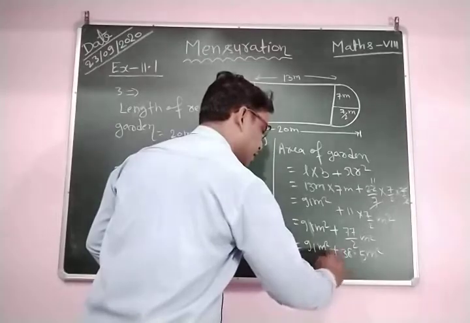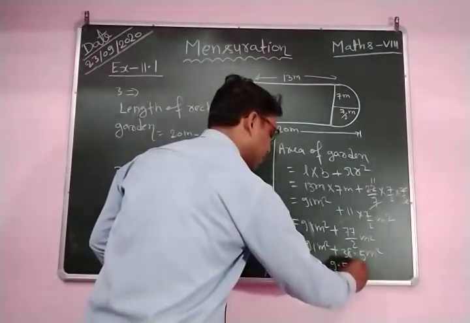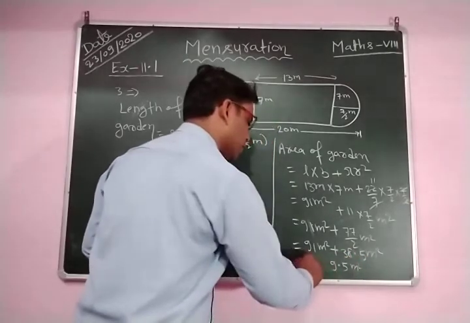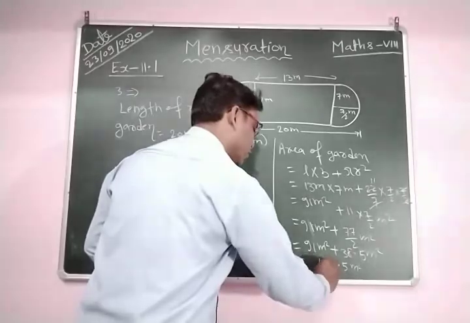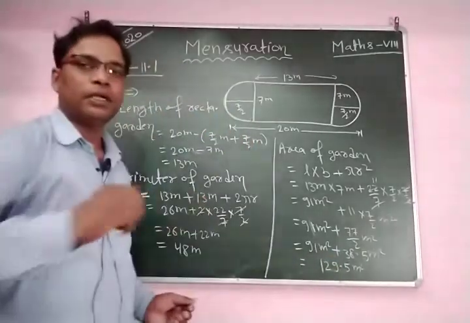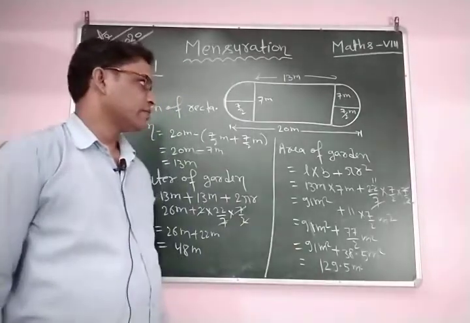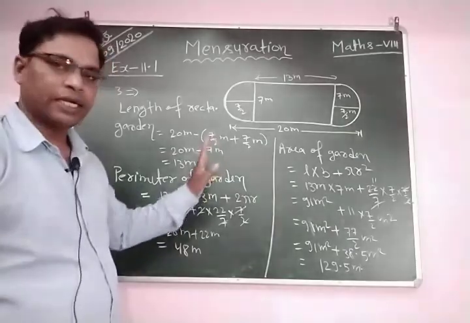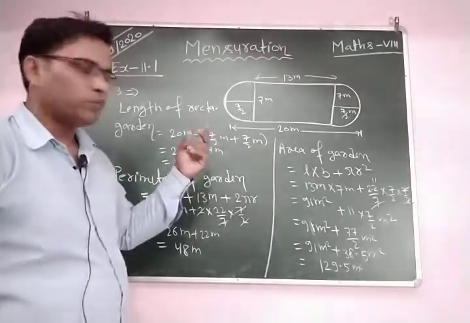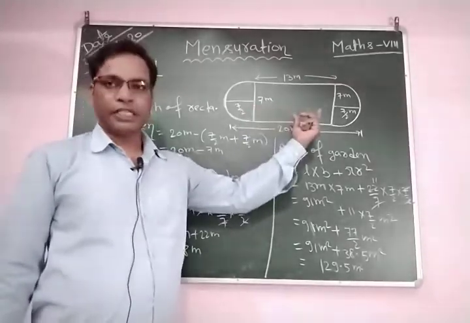So in this way you obtain 129.5 meter square. Here you found both the area and the perimeter of this garden, and this garden is divided into two shapes. One shape is the rectangular shape and the circular shape is at the end point.